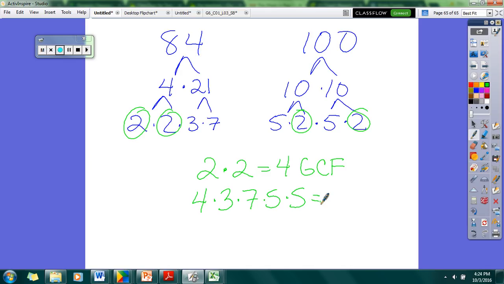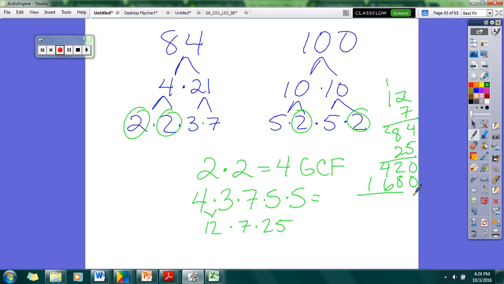So here I have lots of numbers, so I'm going to break this down. I know that 4 times 3 is 12, times 7 times 25. Okay, 12 times 7, I'll do that on the side of my paper. 12 times 7 is going to be 84, times 25. Okay, so my LCM is 2100. This is definitely a case where you don't want to use a list.